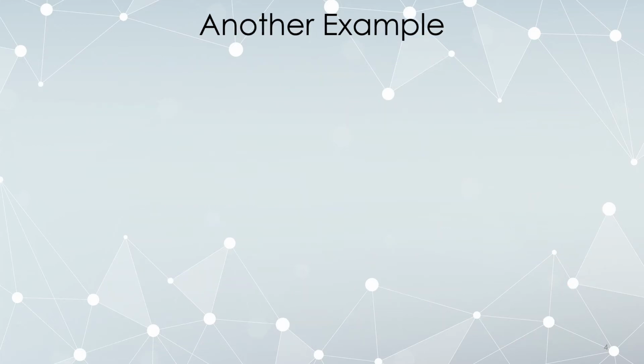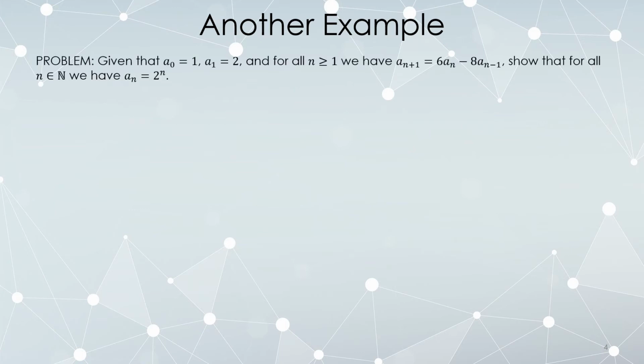Now, proof by strong induction is a big leap from proof by weak induction, so more examples will be helpful. Here is a recursively defined sequence. A sub 0 is 1, a sub 1 is 2, and in general, the next term of the sequence is 6 times the previous term minus 8 times the term before that. Show that for all natural numbers, a sub n is in fact 2 to the n.